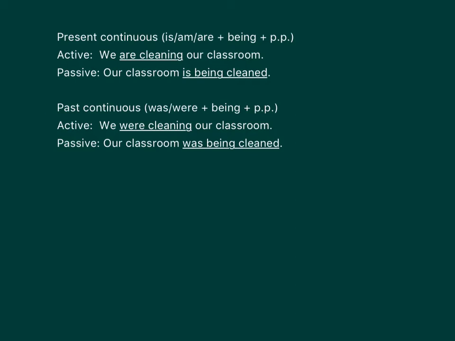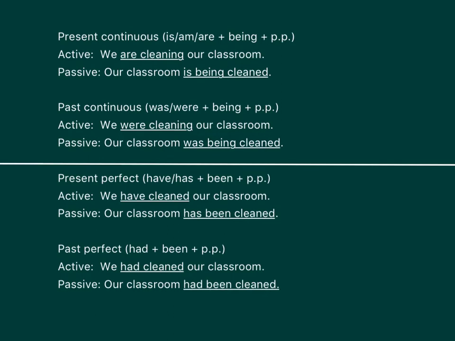For the past continuous tense, the passive voice is formed by the word was or were, plus the word being, plus the past participle of the verb. For example, in active voice, we have we were cleaning our classroom. In passive voice, we have our classroom was being cleaned.